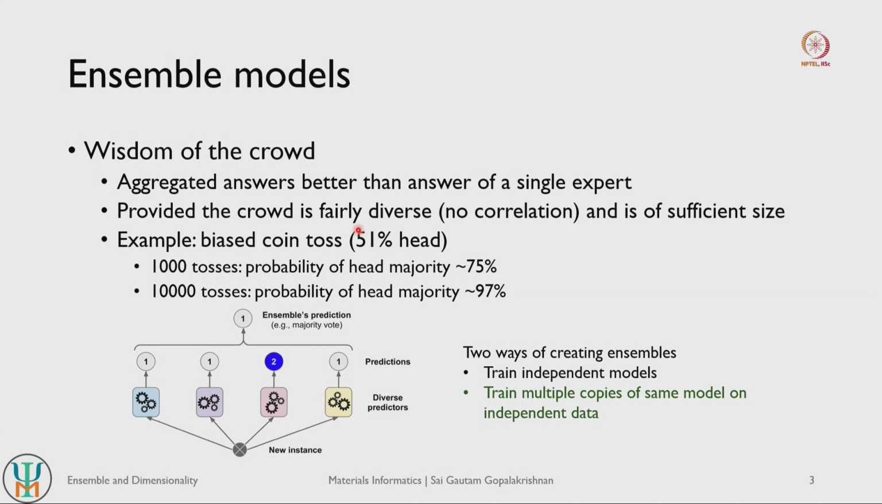So even though an individual coin toss only has a probability of 51% of landing on the head, so slightly more than random chance, when you increase the number of tosses to a very high number, you are almost guaranteed to get the majority to be heads, and the tails will always be a minority. So this is in some sense how ensemble models work.